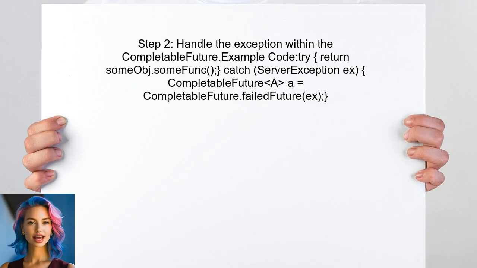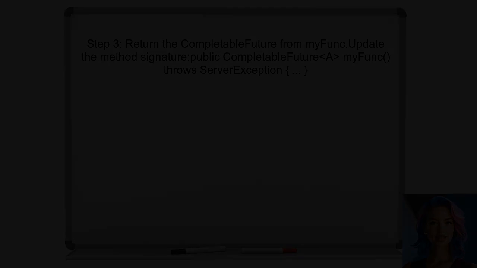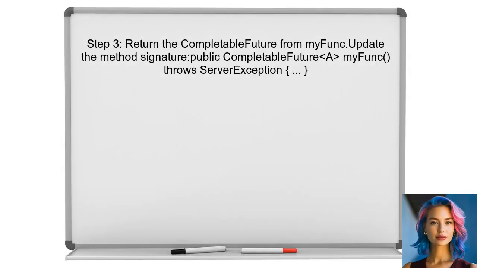Next, the user should wrap the call to some obj.somefunc in a try-catch block. If a server exception is caught, they can complete the completable future exceptionally. Now, the user should ensure that the completable future is returned from the method. This allows the caller of myfunc to handle the exception appropriately.